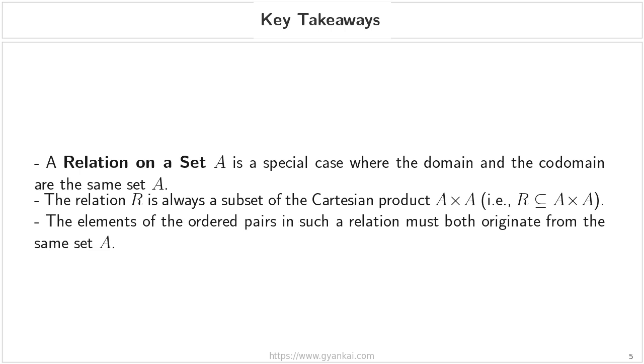Finally, a crucial rule to keep in mind is that for any ordered pair within this relation, both elements must originate from that same set A. There are no outside elements allowed. Every first element and every second element in our pairs must be members of set A.